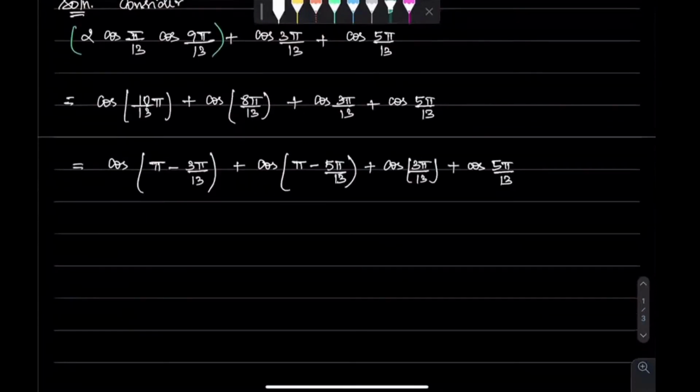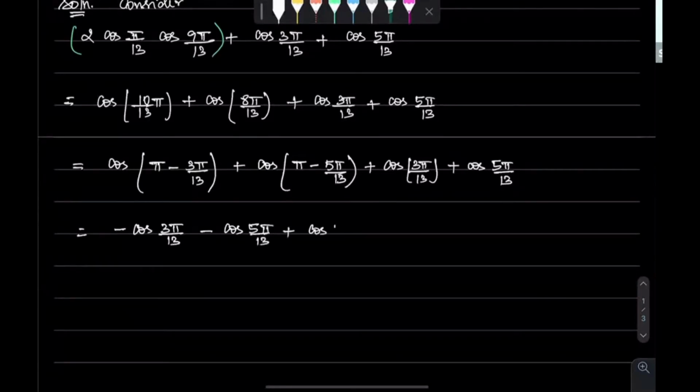Now what happens? What is cos of pi minus theta? Minus cos theta. Fantastic. So this becomes minus cos 3 pi by 13, and this becomes minus cos 5 pi by 13. These cancel with the remaining terms. The final answer is 0.